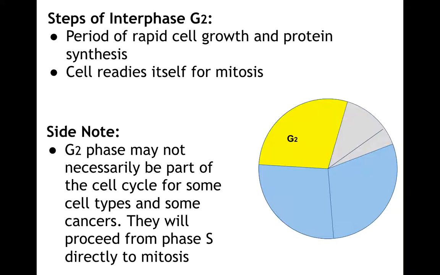G2, this is a period of rapid cell growth and protein synthesis. So again, we see that word synthesis, which means to make. So they're rapidly making protein and they're rapidly growing. Basically, it's readying itself for mitosis. Side note, G2 phase may not necessarily be part of the cell cycle for some cell types. They will just skip this G2 phase and go right from S phase directly into mitosis.